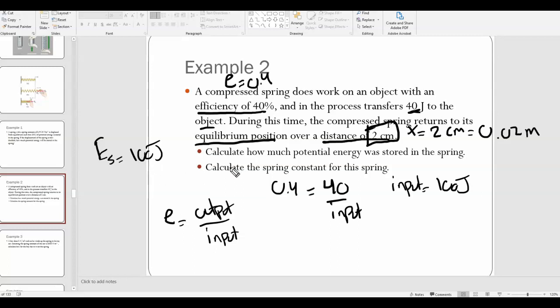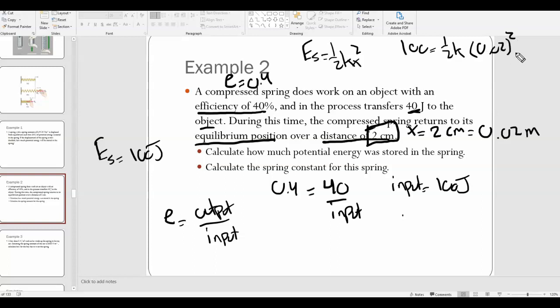Now that we have that, we can answer the second question: calculate the spring constant for the spring. Okay, pause it here and try to do that on your own. So we have E_S equals 1/2 k x squared. So we have 100 equals 1/2 times k times 0.02 squared.